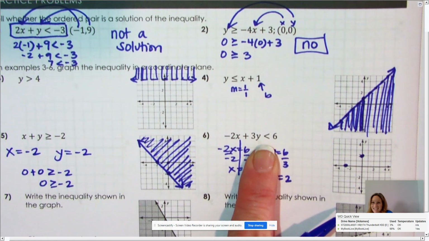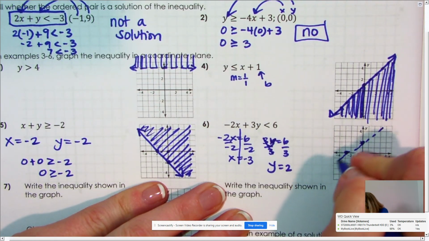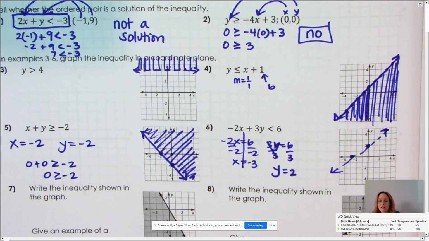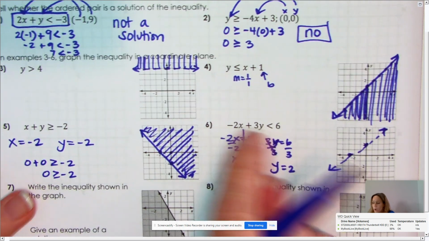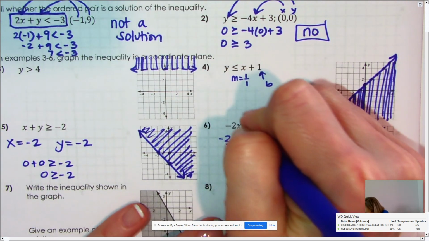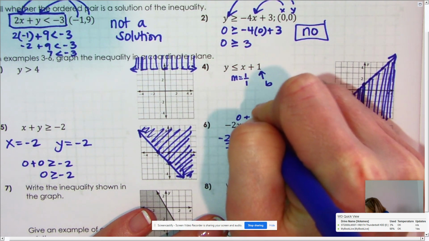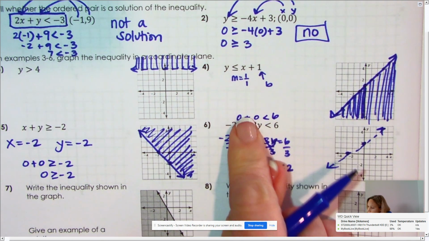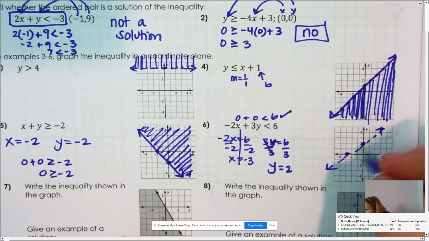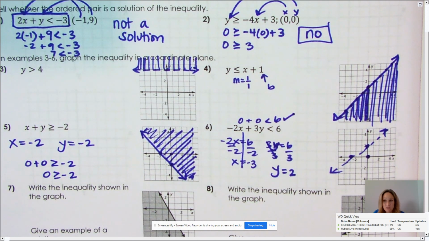So good, we're gonna use a dashed or a dotted line. So I'm gonna connect those dots, boop, boop, pretend like that was a line that actually went through there. And then now, because X and Y are both on the side, we're just gonna plug in some zeros and see if it works. So I'm gonna say 2 times 0 is 0, 3 times 0 is 0. Is 0 smaller than 6? Yes, that does work. So I know 0, 0 is included in my solution.